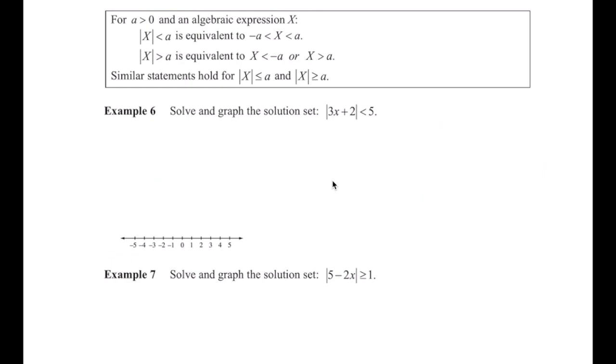When solving inequalities, our value of a still has to be greater than 0. We're still going to want to isolate the absolute value before we isolate the variable. However, one of two things will happen.